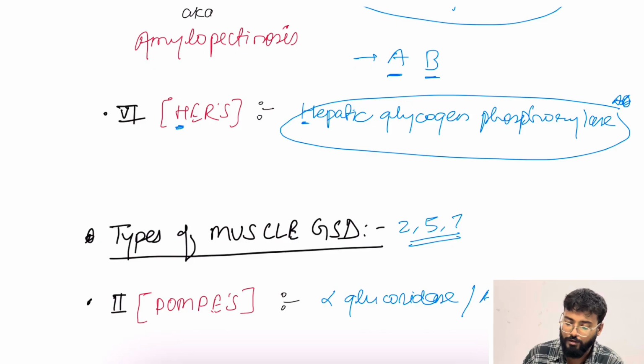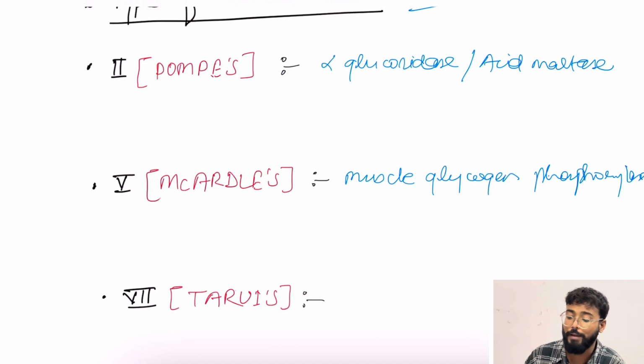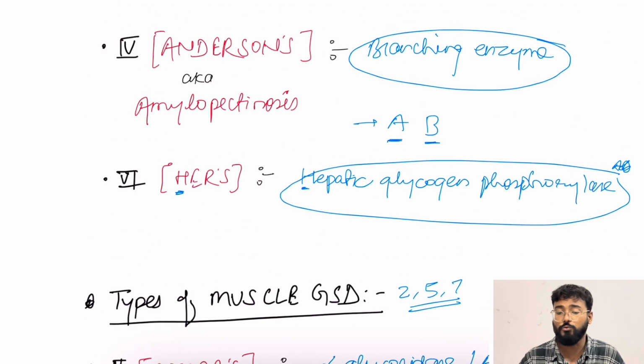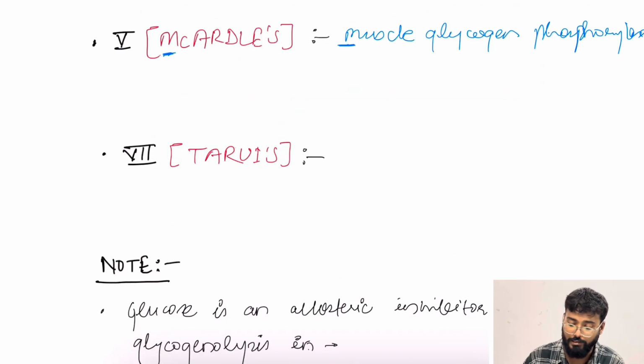See, in case of Hers disease, that is your sixth GSD. Your enzyme defective is hepatic glycogen phosphorylase, as it is liver GSD. And in case of McArdle's, your enzyme defective is your muscle glycogen phosphorylase. So fifth one is your muscle GSD, and one more way you can remember it is by M and M. So M goes with M, McArdle goes with muscle glycogen phosphorylase, and Hers goes with hepatic glycogen phosphorylase.